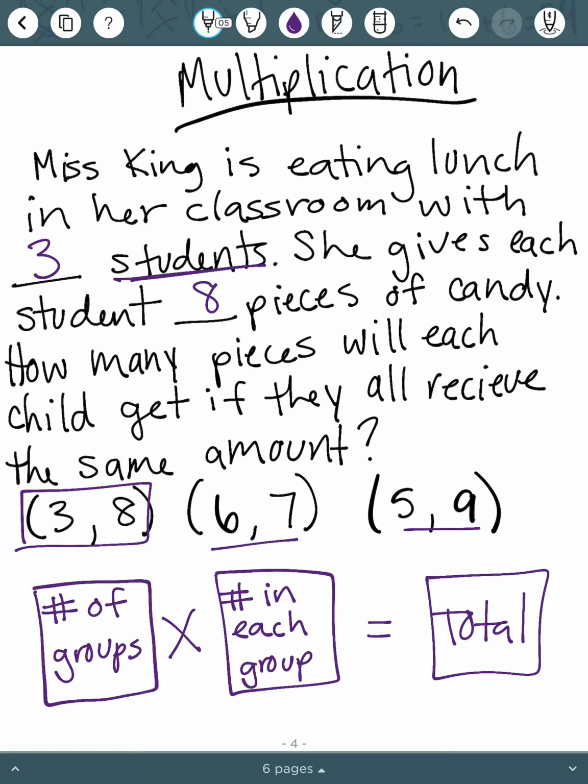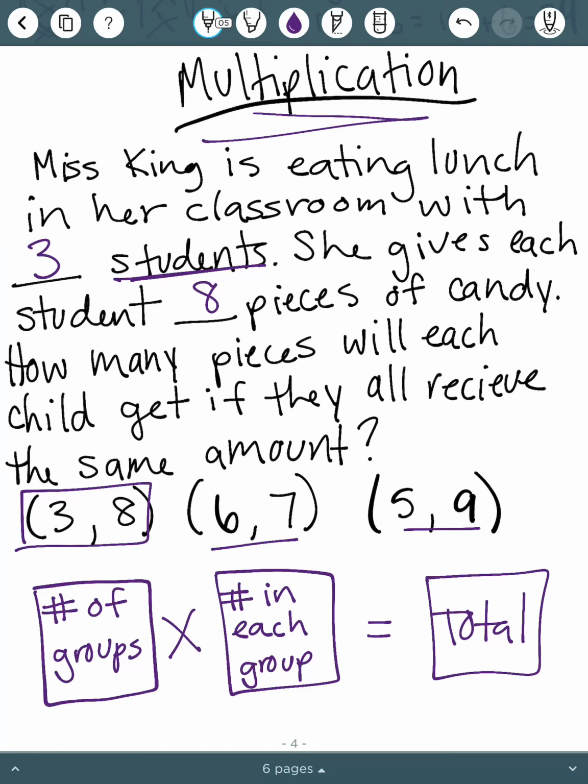And then ask them, okay, do we know how many is in each group? In this case, how many pieces am I giving each student? So that's number in each group. And then we know that we have to find the total. So how many pieces does she have? So that kind of helps them realize that it's multiplication and not division, because in a real life setting, it's not just going to say, this is a multiplication problem.